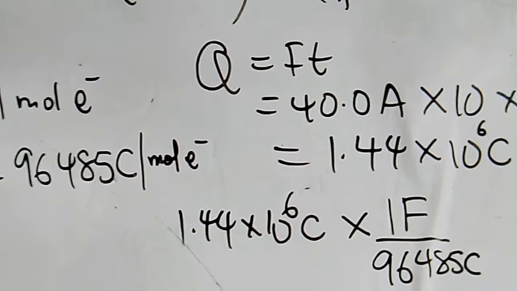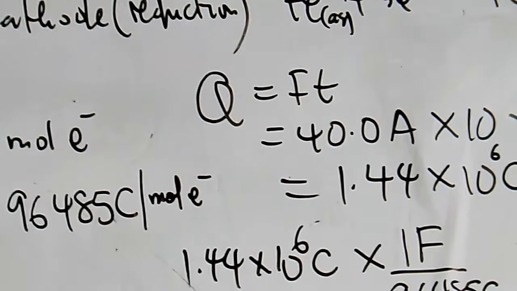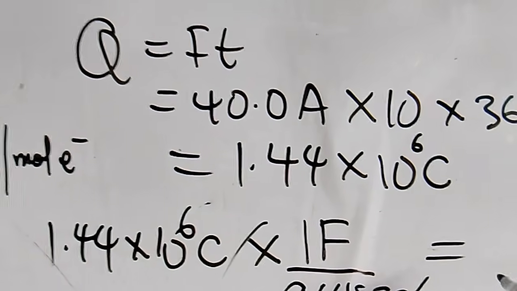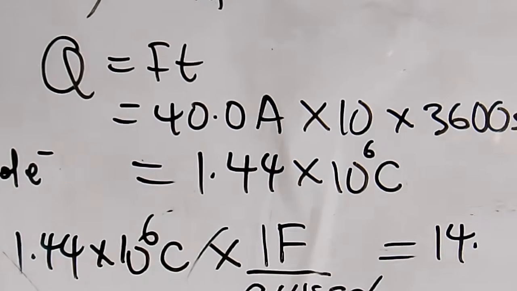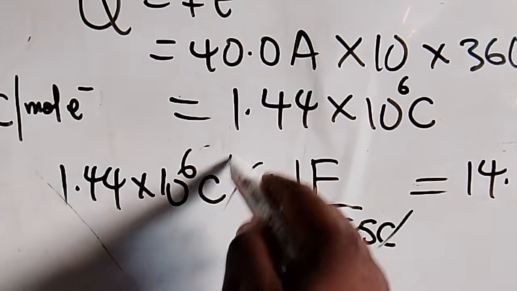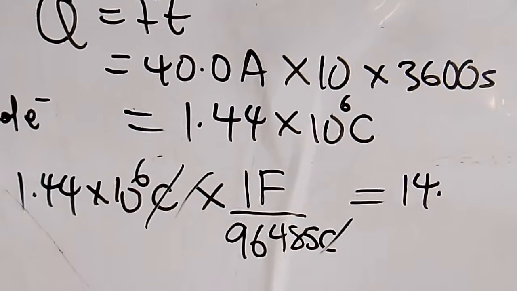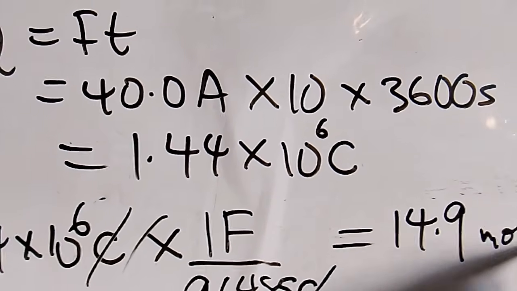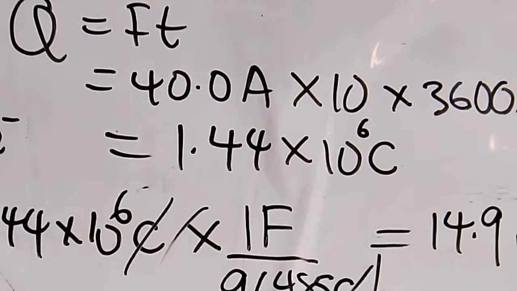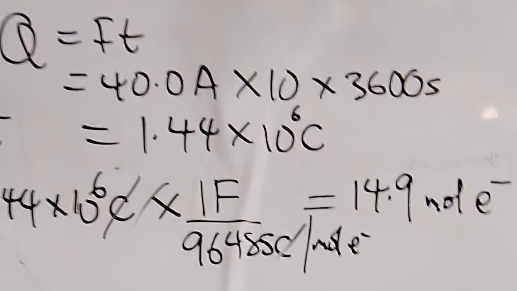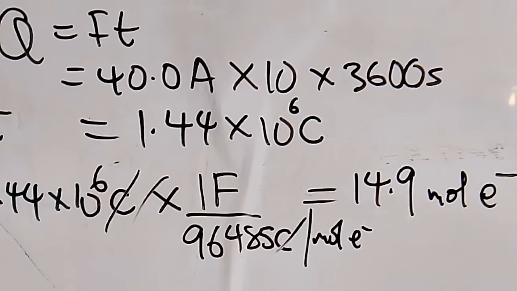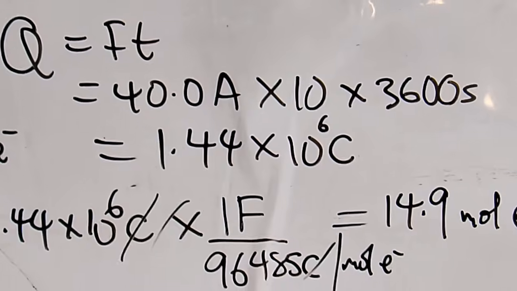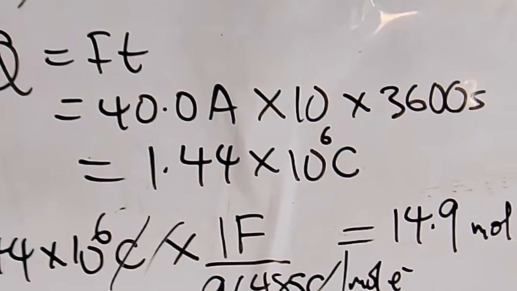You can see that the coulombs will cancel, the coulomb and the coulomb there. So we are now converting it into Faradays. Okay, so we are now going to get 14.9 moles per mole electrons. So we are now getting 14.9 more electrons.